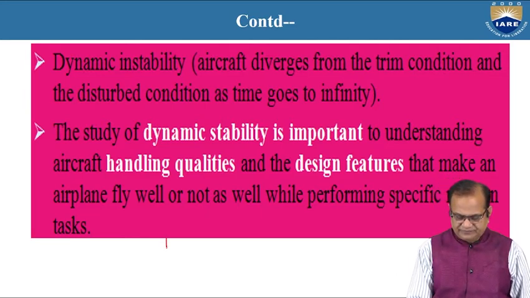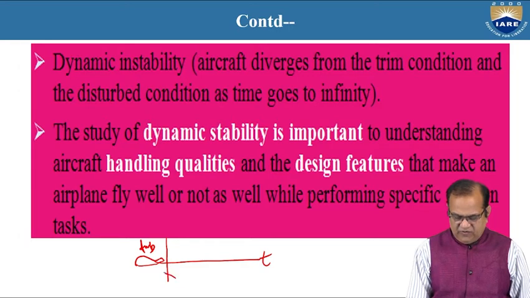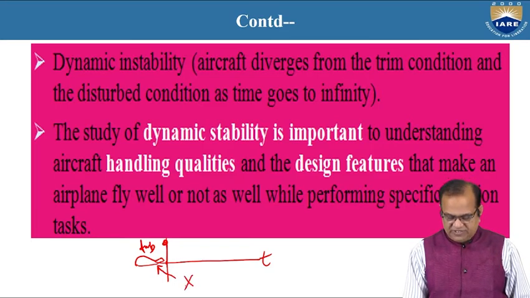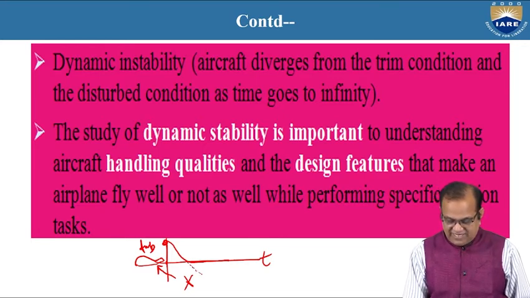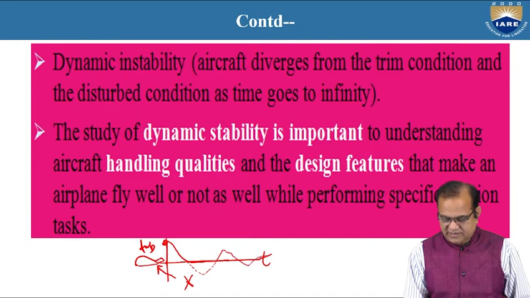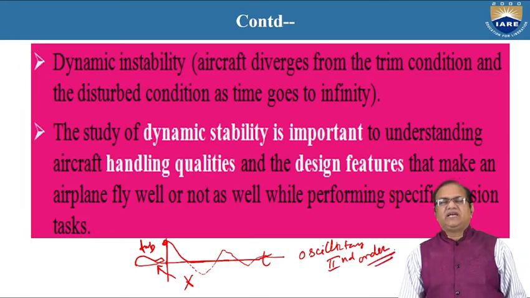So I am drawing here, this is the time and this is the amplitude. Aircraft is here. This is the aircraft, and if the wind comes from this direction, the aircraft is disturbed up to here. After removal of this wind, whether it is coming back like this, that is the first order. But if it is going like this, this is the oscillatory, and this is the second order. Okay, so this is the stable case.